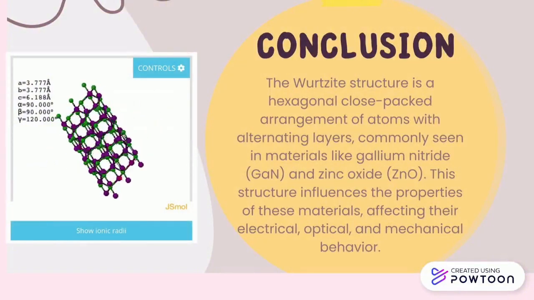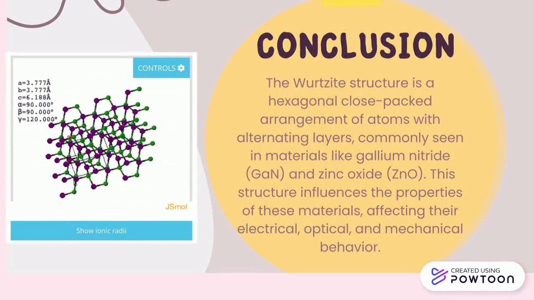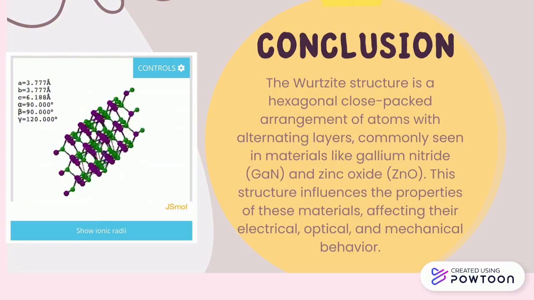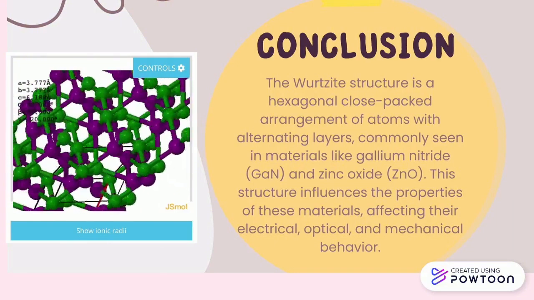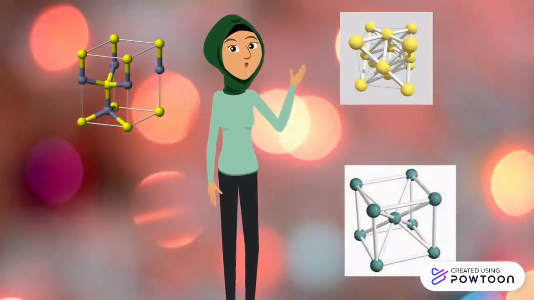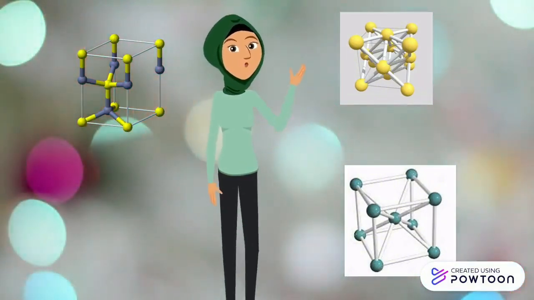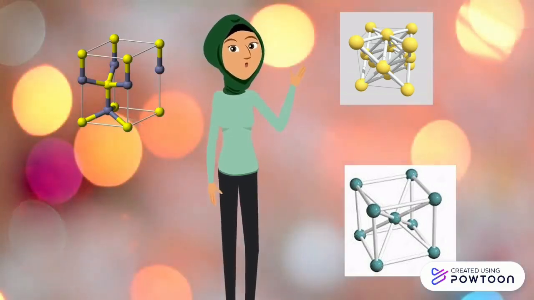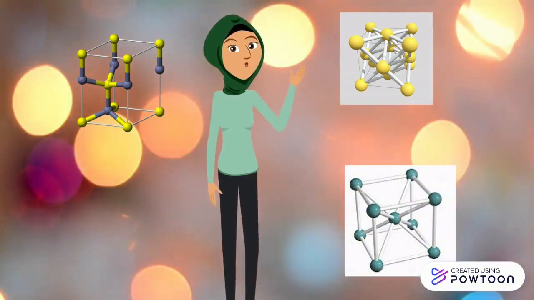In conclusion, the Wurtzite structure is a hexagonal close-packed arrangement of atoms with alternating layers, commonly seen in materials like gallium nitride and zinc oxide. This structure influences the properties of these materials, affecting their electrical, optical, and mechanical behavior. Understanding crystal structure is incredibly important. In simple terms, crystal structures are like a blueprint for a material. By understanding this blueprint, scientists and engineers can unlock the secrets of a material's behavior and design new and improved materials for various purposes.